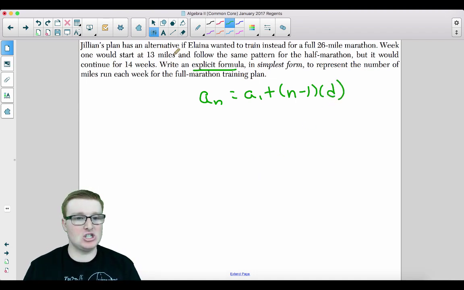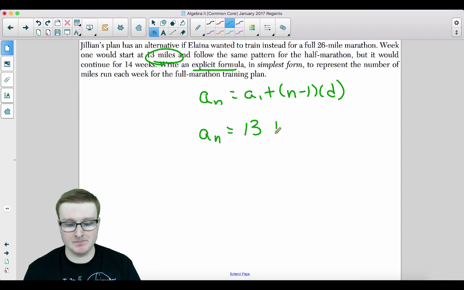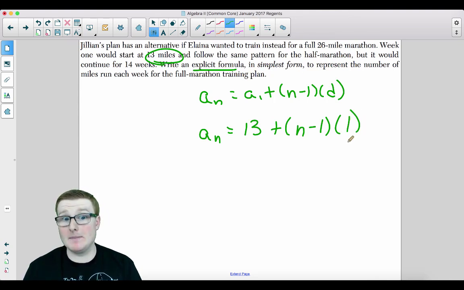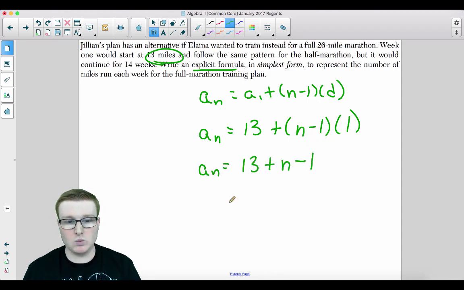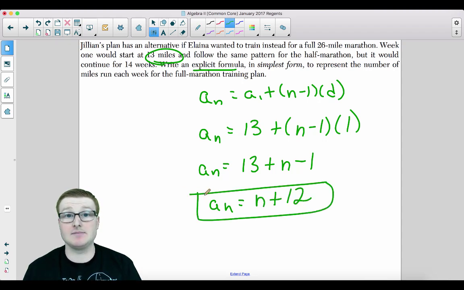So, she starts off with 13 miles now. So that's a sub 1. a sub n is equal to 13 miles plus, we don't know the n minus 1. And we do know the common difference, it says here, would continue the same pattern. She's still increasing by 1 mile. So a sub n is equal to 13 plus n minus 1. Your answer is n plus 12. That's it. That is the simplest form of the explicit formula to represent this new training plan.